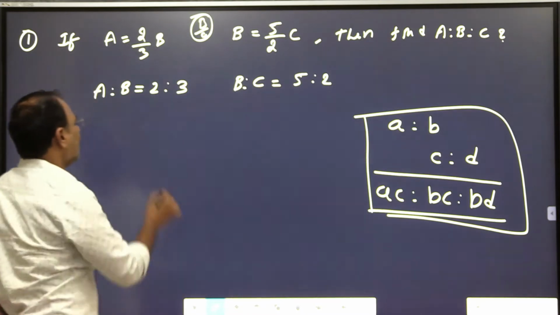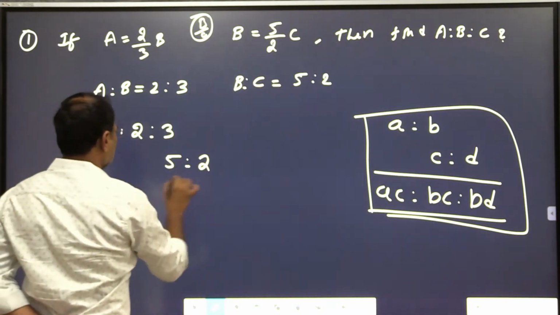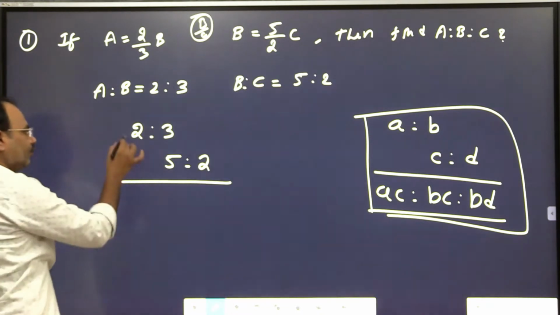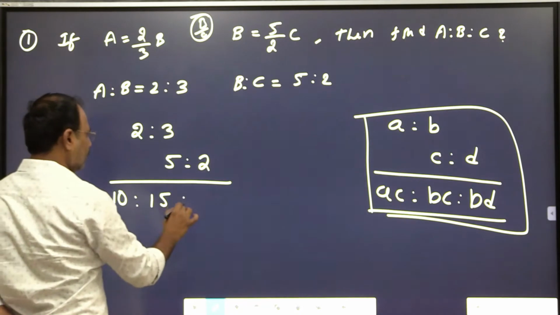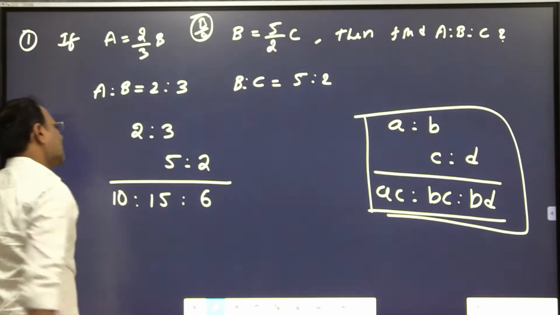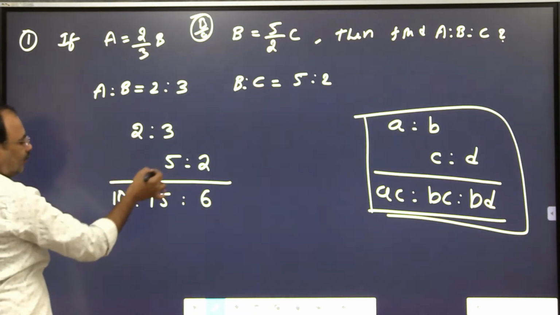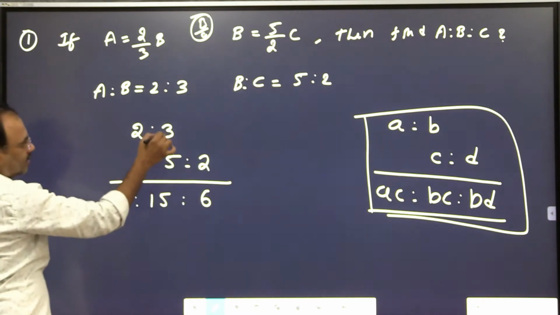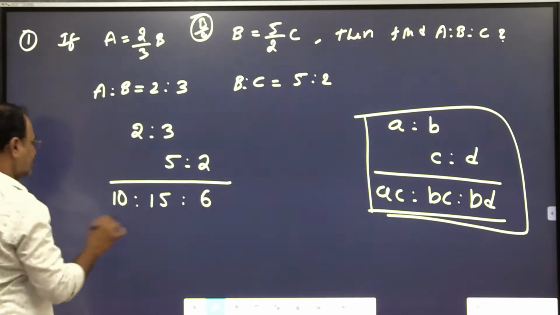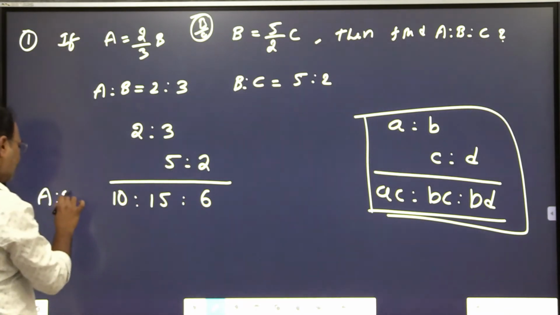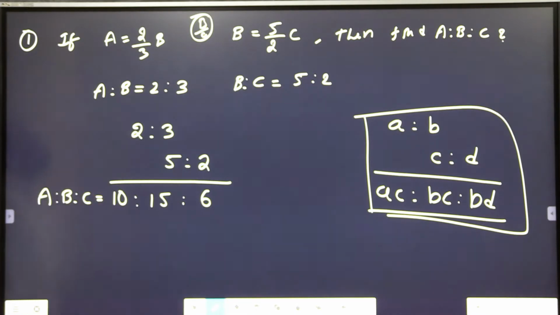So in the same manner, 2:3 and 5:2. 2 5s are 10, 3 into 5 is 15, 3 into 2 is 6. First multiplying these two terms, 2 into 5 is 10; multiplying these two terms, 3 into 5 is 15; and these two, 3 into 2 is 6. So this is a is to b is to c. So a is to b is to c is equal to 10 is to 15 is to 6.